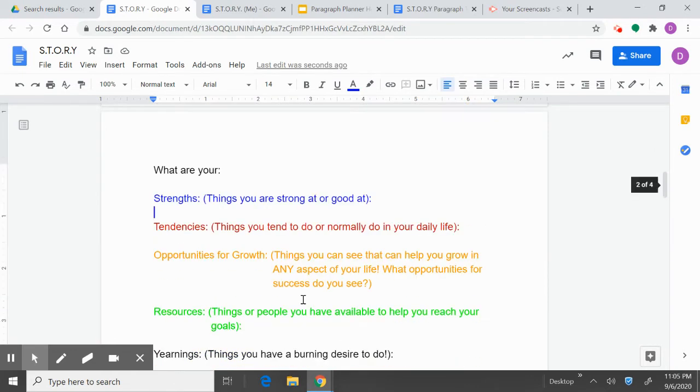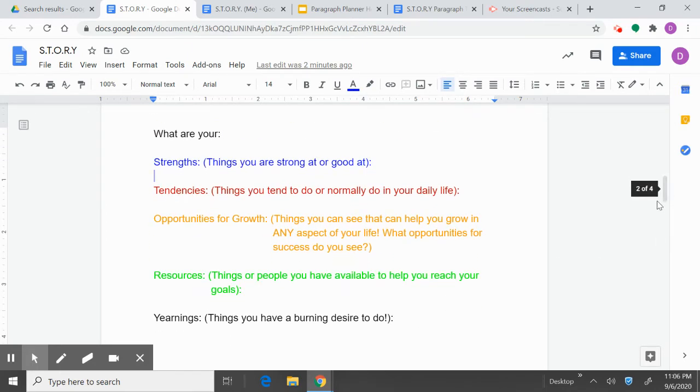So let's take a look at what your strengths are. Your strengths are things that you are good at, or strong at. Tendencies, things you tend to do or normally do in your daily life. Opportunities for growth, things you can see that can help you grow in any aspect of your life. What opportunities for success do you see? Resources, things or people you have available to help you reach your goals. And yearnings, things you have a burning desire to do. So we all have yearnings. What are these things that we really, really want to do with our life?